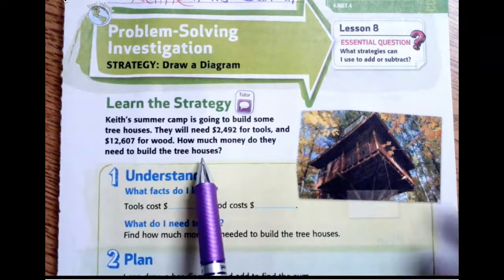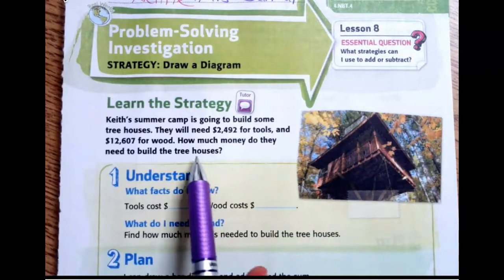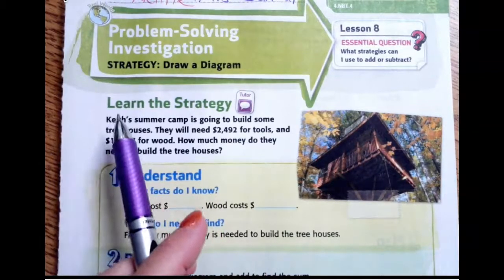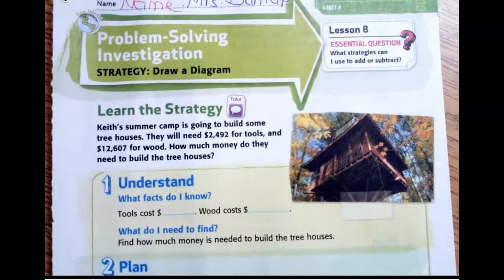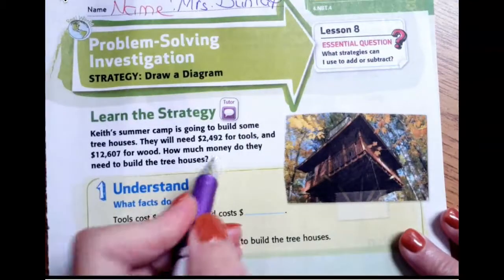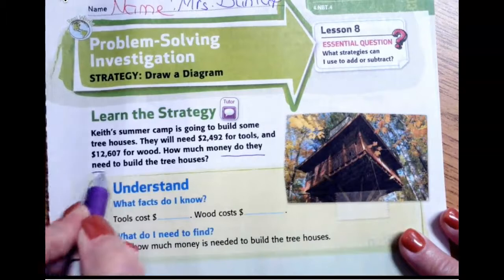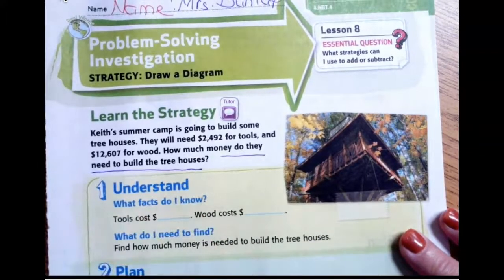All right, well, first of all, let's think about this. So, someone's building a tree house, okay? They need $2,492 for tools, right? That's just the tools to build it, okay? And then they need another $12,607 for wood, all right? So, they need quite a bit of money. Sounds like a cool tree house, doesn't it? Okay, and look at this. How much money do they need to build a tree house? That's what it's specifically asking you to find out. How much do they need?